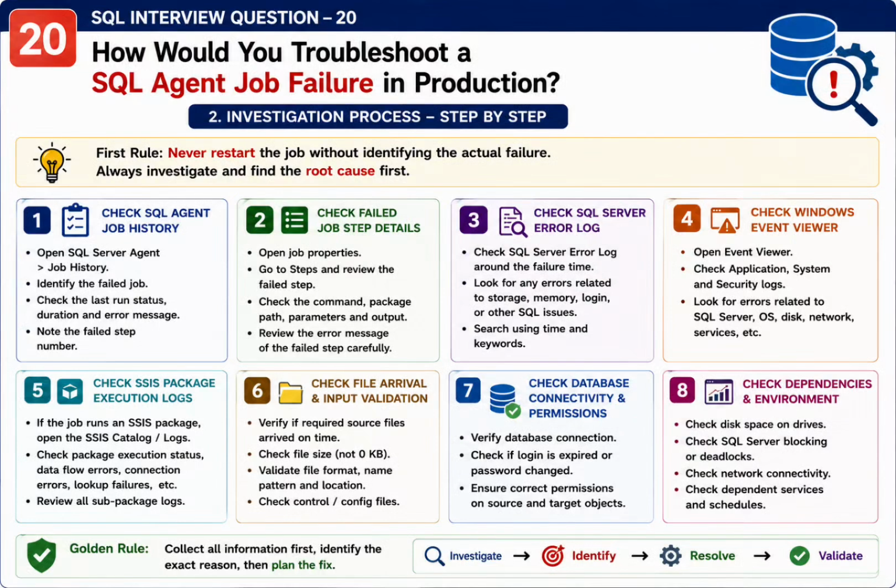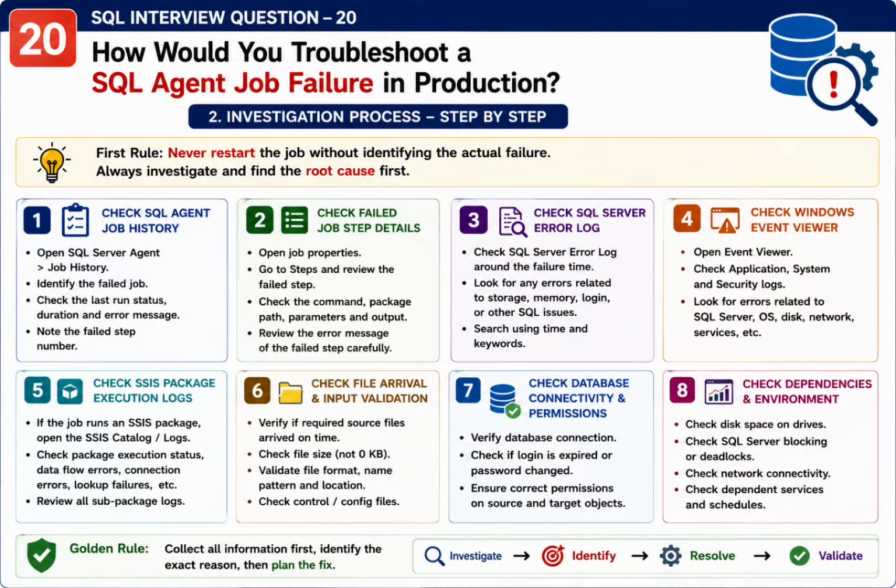Then which step failed, and what the exact error message is. Sometimes only one particular step fails while the remaining steps are fine. Next we have to open the job properties and review the failed step carefully. Then we verify the command if it is there. Then we check the stored procedures, SSIS package path, any parameters, and output logs.